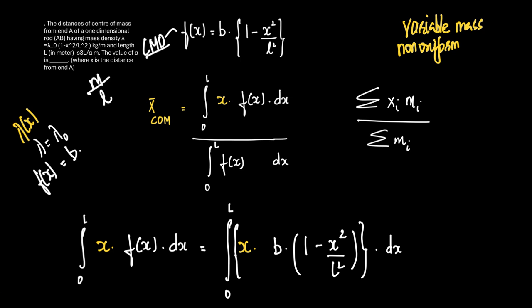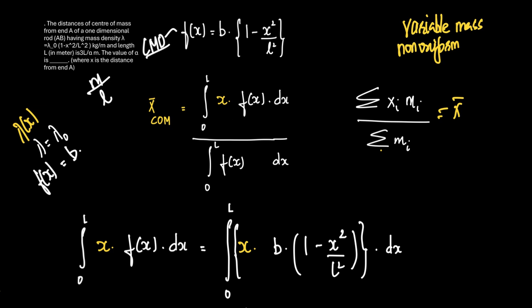Given that f of x is the mass per unit length, we know that the x coordinate of center of mass, or x bar, is equal to integral 0 to L x into f of x dx by integral 0 to L f of x dx, which actually corresponds to the uniform distribution formula, wherein we have x bar is equal to sigma xi mi by sigma mi. Now see, the rest of this is purely integration, right?